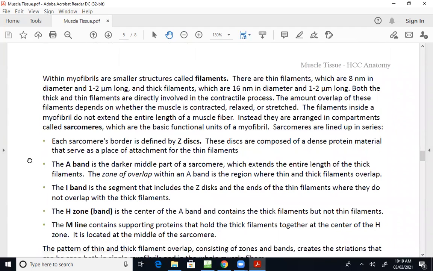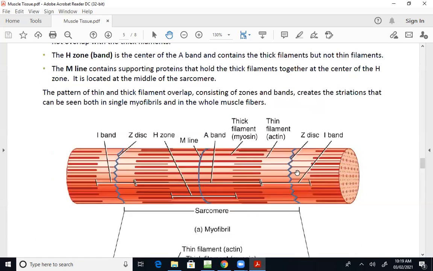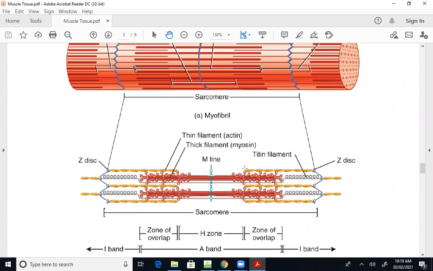All right, within myofibrils are smaller structures called filaments. Two major ones are the thin filament and the thick filament, named because the thin filament, which is 8 nanometers in diameter, is half as wide as the thick filament, which is 16 nanometers in diameter. Both of them are about the same length, 1 to 2 microns. We show them here in these pictures at the bottom as a thinner line and then a thicker line. Or in this picture, this is the yellow substance, and the much thicker red would be the thick filament.